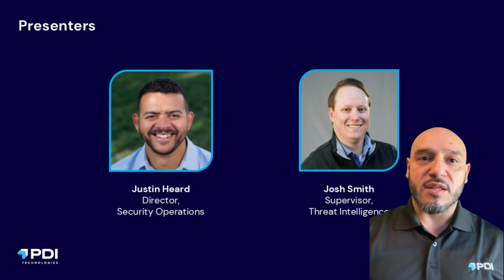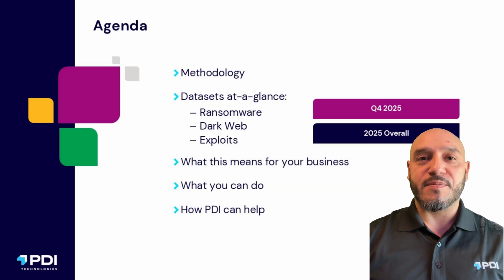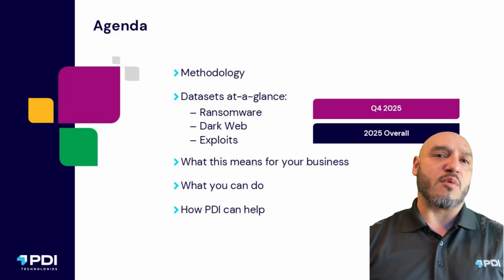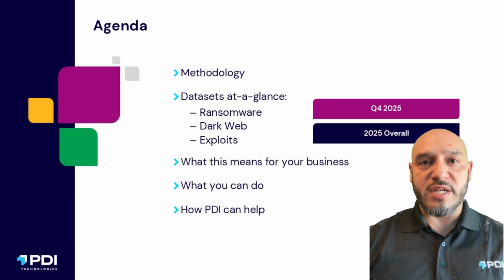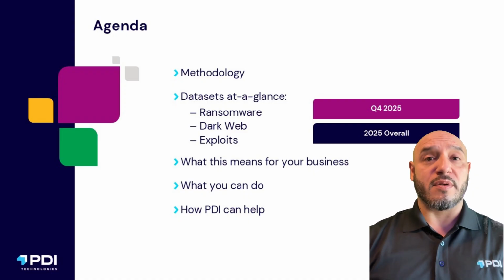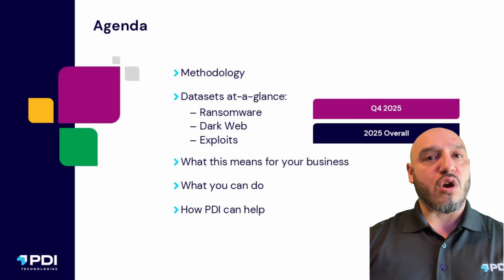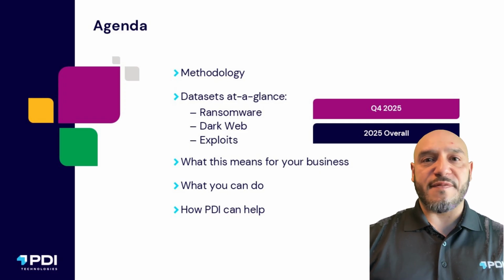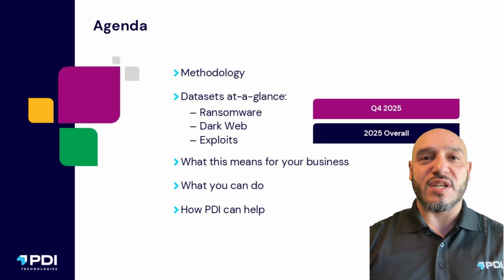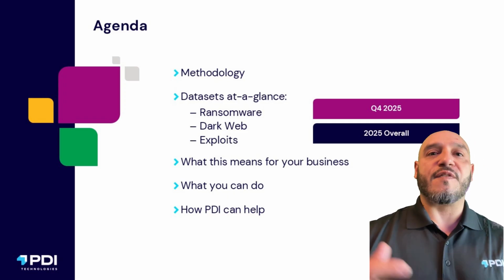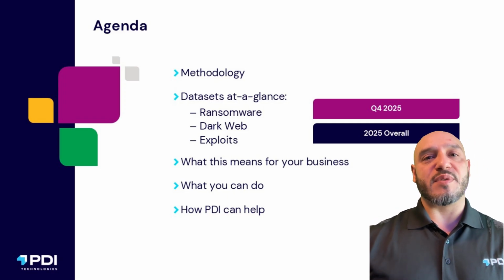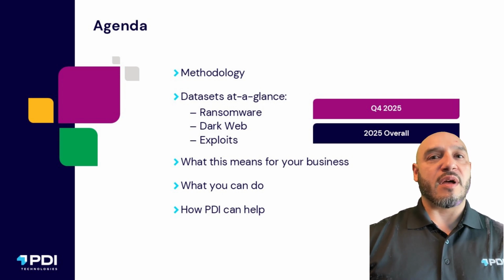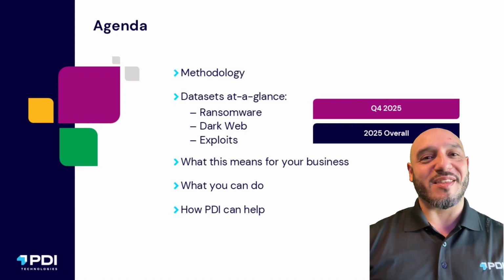Before I hand it over to them, let's quickly cover our agenda for today. First, we're going to go over our methodology and overview, how we gather this threat data and what we do with it. Then we're going to take a look at our 3 different data sets that we snapshot in this threat report: our ransomware section, our dark web section, and then exploits. At the end of each of these sections, we'll wrap up with specific recommendation and mitigation measures that you can use to protect your business. Finally, we'll review what all this means for your business and provide an overall list of conclusions and recommendations. With all that, I'll go ahead and turn it over to Justin to kick things off with our methodology.